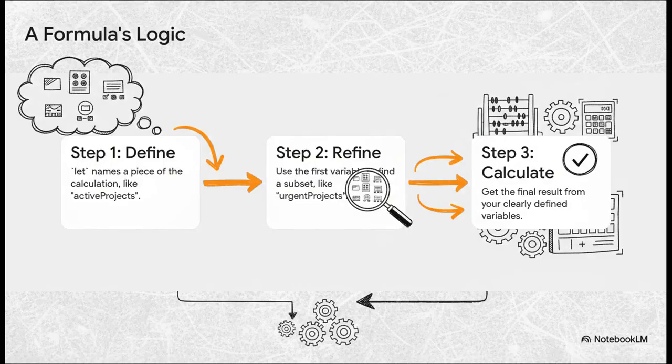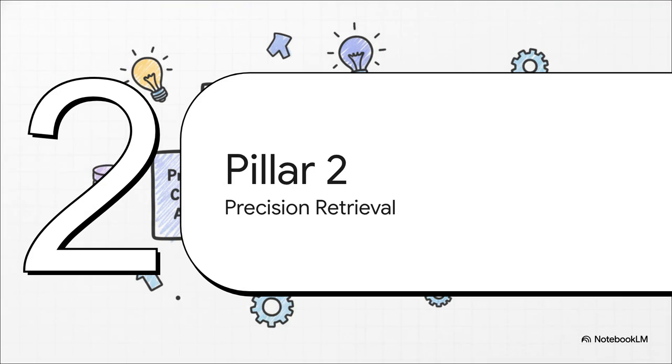And what's so cool about this is how it mimics the way we solve problems, right? We don't just magically get the answer. We break it down. Okay, first, let's find all the active projects. Got it. Next, out of that group, which ones are urgent? And finally, let's just count them up. See, this structured, step-by-step thinking, that's the absolute foundation for building powerful, reliable automations. All right, so our system can now think in logical steps. That's huge.